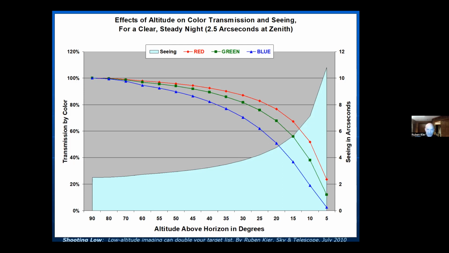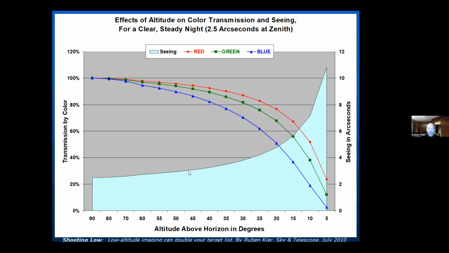I don't know, it's 15, 20, 25 atmospheres. Anyway, but also it's not only that you're losing light, but your seeing is getting worse. So this is your seeing. For me, 2.5 arc seconds is good seeing, and that's at the zenith.